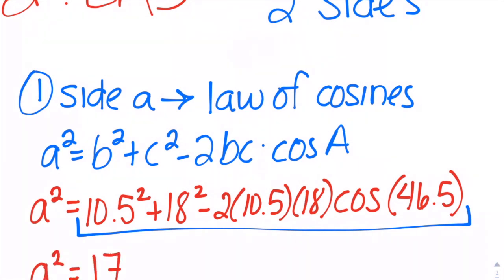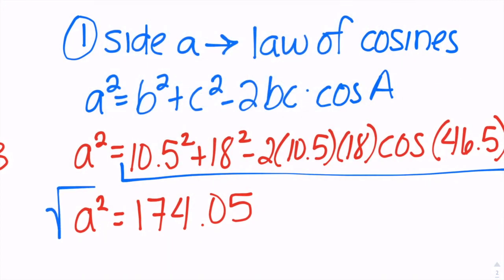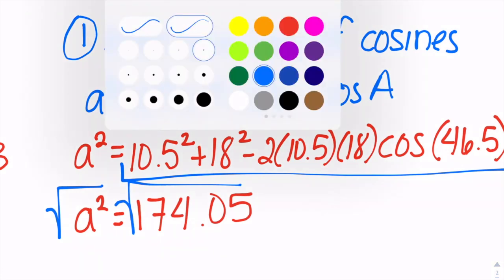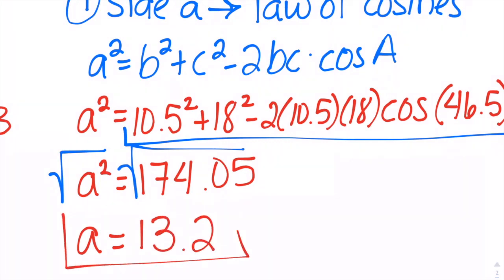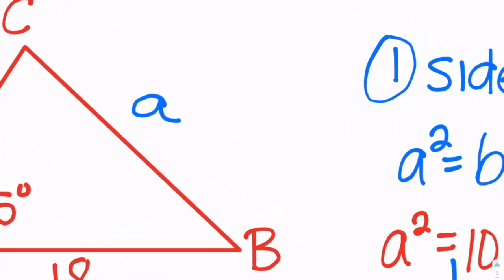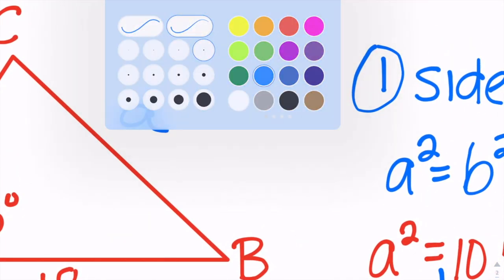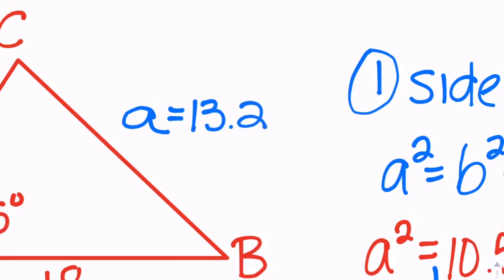and we get that a squared is equal to 174.05. And so we need to get a alone, so we're going to take the square root of each side. And when we do that, we're going to find that a is equal to 13.2. So we can come over here and we can fill that in. So we can say a is equal to 13.2.